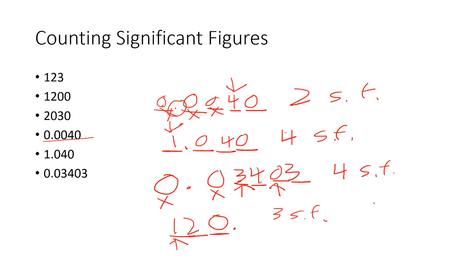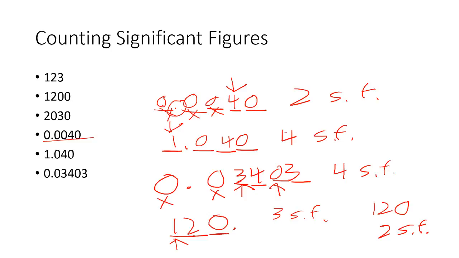But if I had written the number 120 without a decimal place, then we would only count zeros that occur between two non-zero numbers. And here, this 0 isn't between two non-zero numbers. So this number only has 2 significant figures. So that's how we can know whether the decimal place matters or not, how it will impact a number that otherwise looks the same: 120 versus 120 with a decimal place.